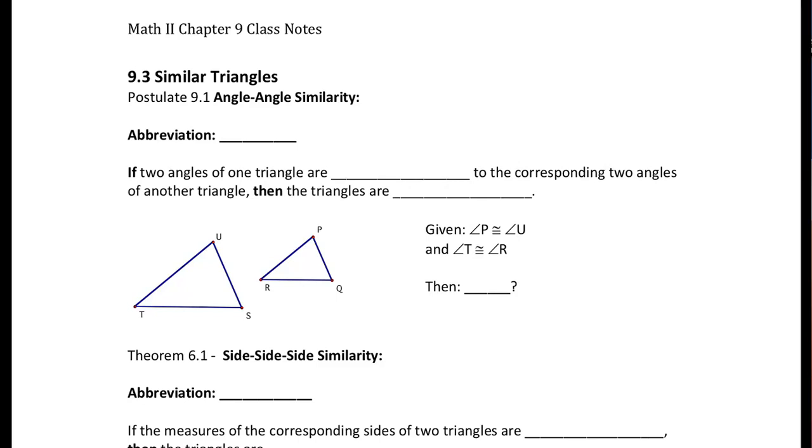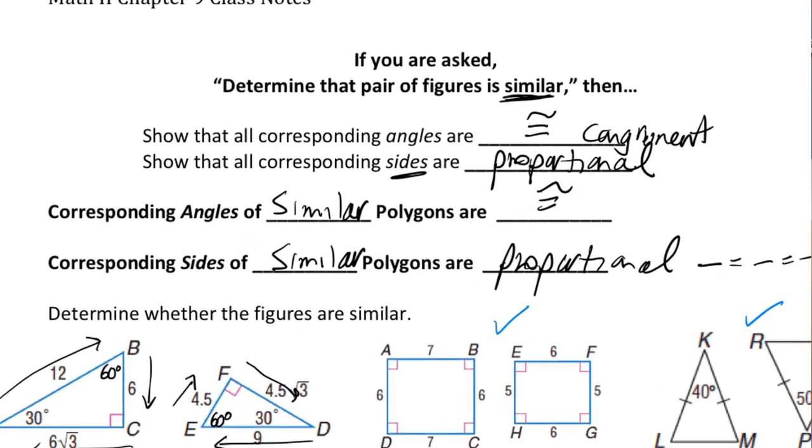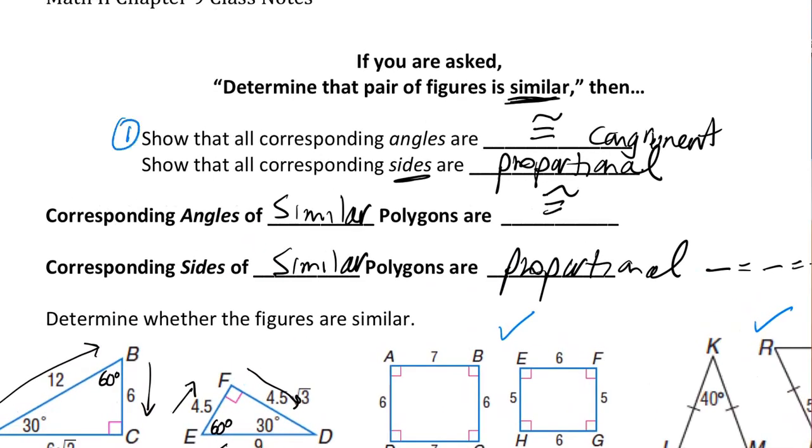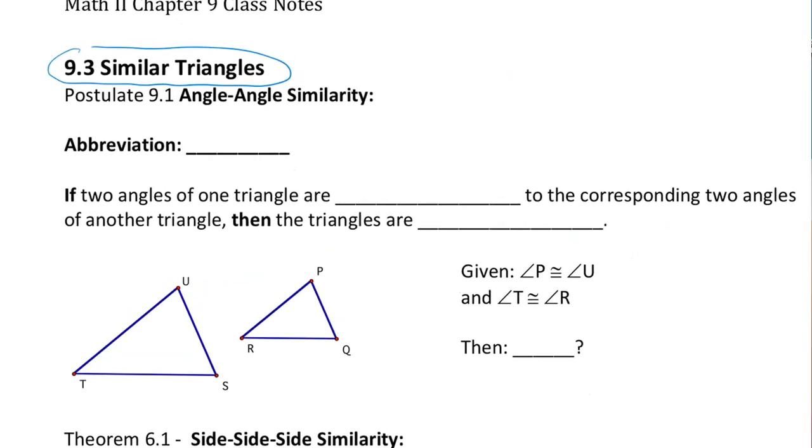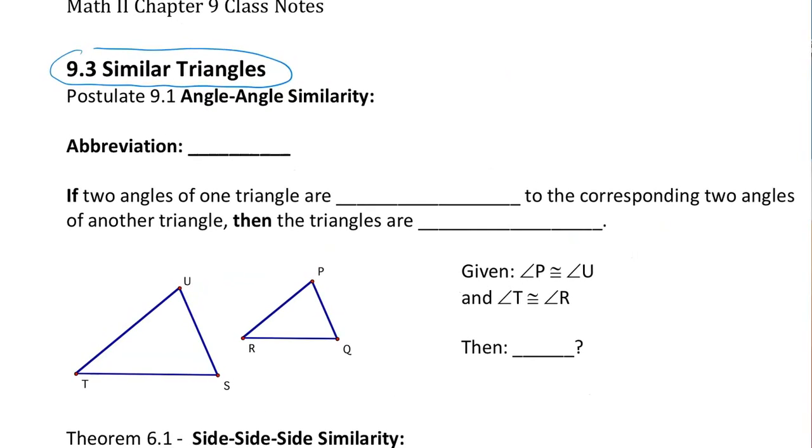Hello. In the previous lesson, 9.2, we learned about similar polygons. In this lesson, we're learning about similar triangles. In the previous lesson, we learned that two things had to be true. All the corresponding angles of the two shapes had to be congruent, and all the corresponding sides of the two shapes had to be proportional. Conveniently, with triangles, there are shortcuts.